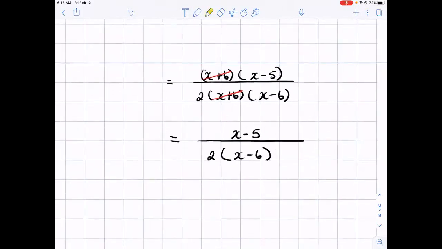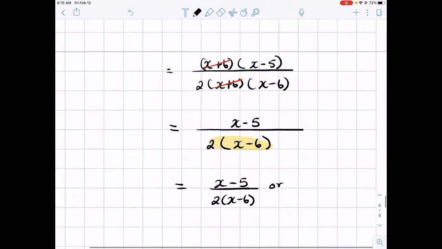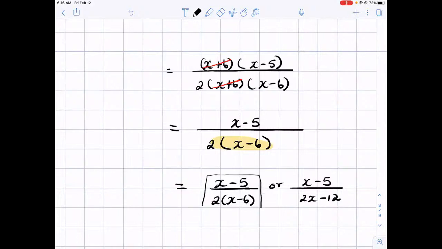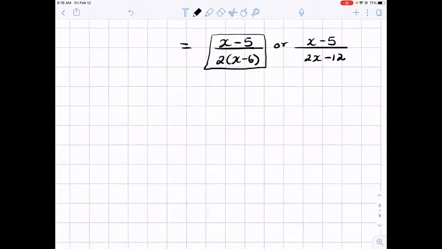You can multiply this out if you want, but it doesn't matter. So you could leave it the way it is, x minus 5 over 2 times x minus 6. I generally tell students don't multiply it out. Or you can write x minus 5 over 2x minus 12. Either one of these is correct. I think this is enough, but it all depends on who is your professor or your teacher and who is looking for what specific answer, if any. Another example.